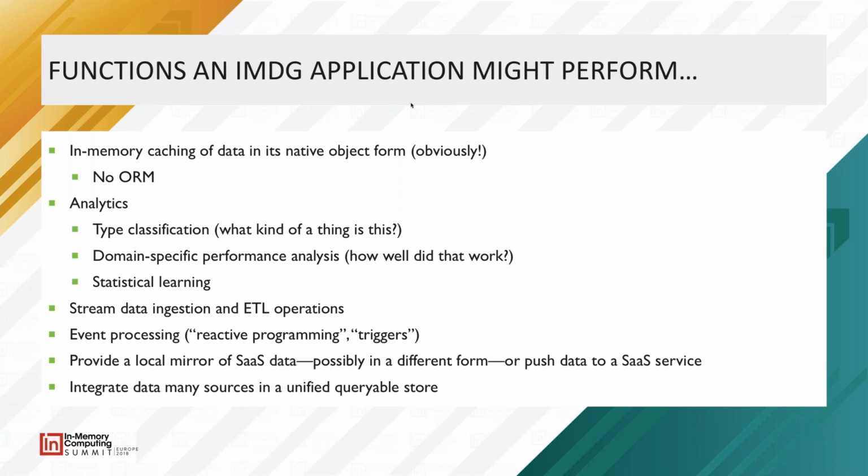Moving on to our first topic, which is the functionality provided by modern in-memory data grids. Obviously, everybody here probably knows the value of the first point, which is in-memory caching of data in its native object form. I want to say a little bit about the native object form thing for a moment, though.